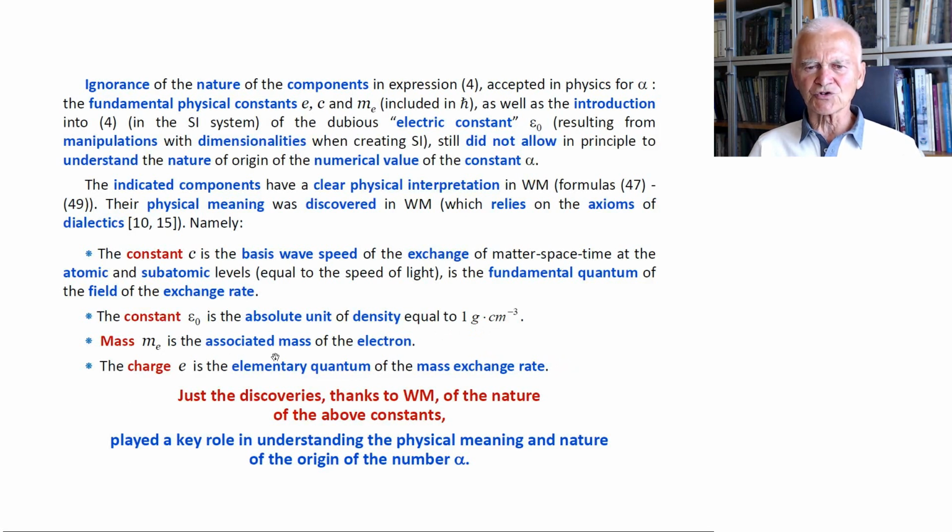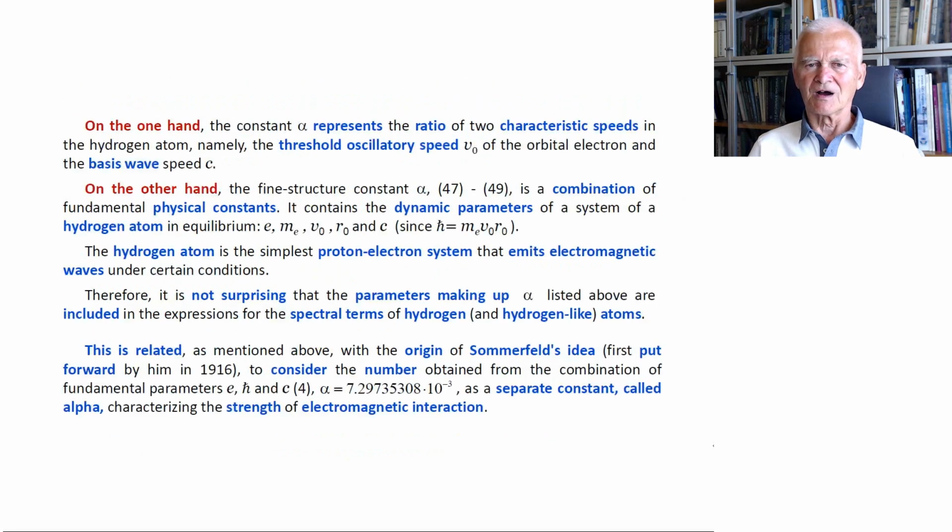Mass me is the associated mass of the electron. The charge E is the elementary quantum of the mass exchange rate. Just the discoveries, thanks to the wave model, of the nature of the above constants played a key role in understanding the physical meaning and nature of the origin of the number alpha.